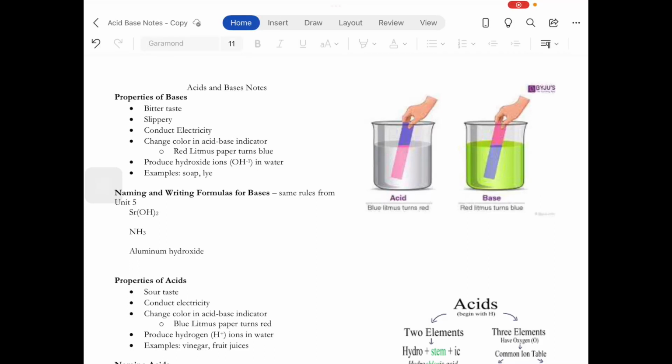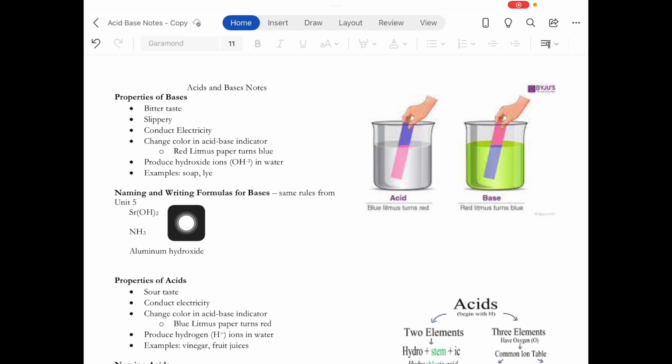Hi students, today we're going to talk about acids and bases, and we're first going to talk about bases. The properties of acids and bases you've heard before, at least most of them, in middle school or even elementary school. So bases have a bitter taste, they're slippery to the touch, they conduct electricity, they change color in an acid-base indicator.